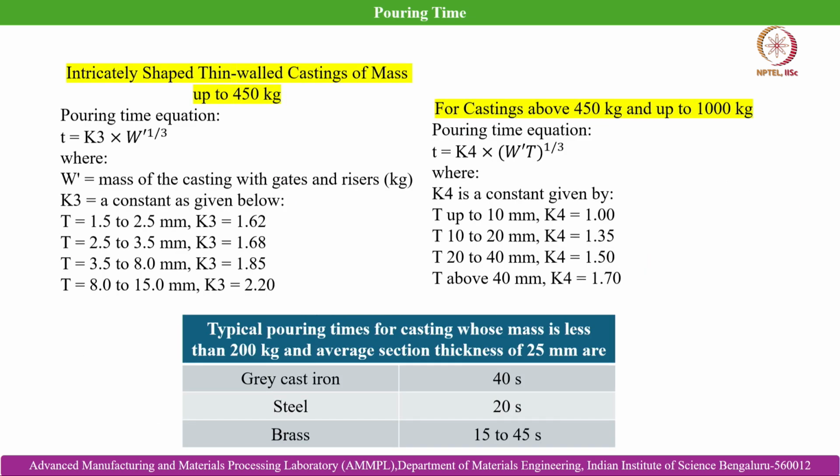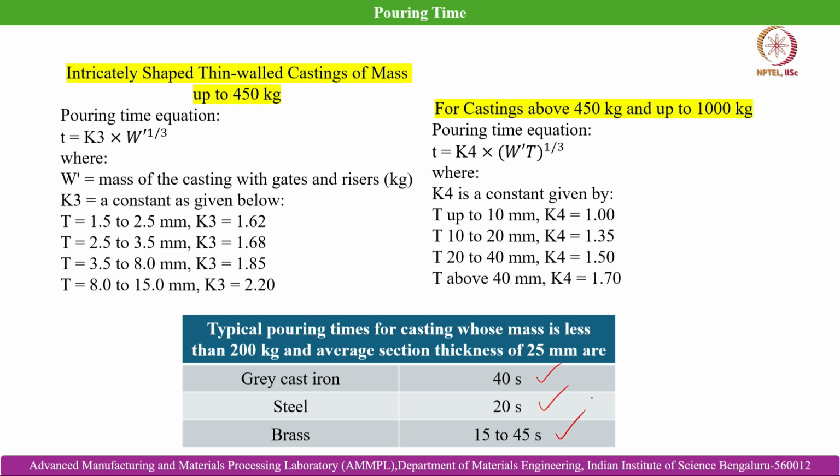There are some other pouring time formulas given here for intricately shaped thin-walled castings of mass up to 450 kg, and for castings above 450 kg and up to 1000 kg. Typical pouring times for castings whose mass is less than 200 kg and average section thickness is 25 mm are listed for different materials. For grey cast iron it is around 40 seconds, for steel around 20 seconds, and for brass between 15 to 45 seconds.